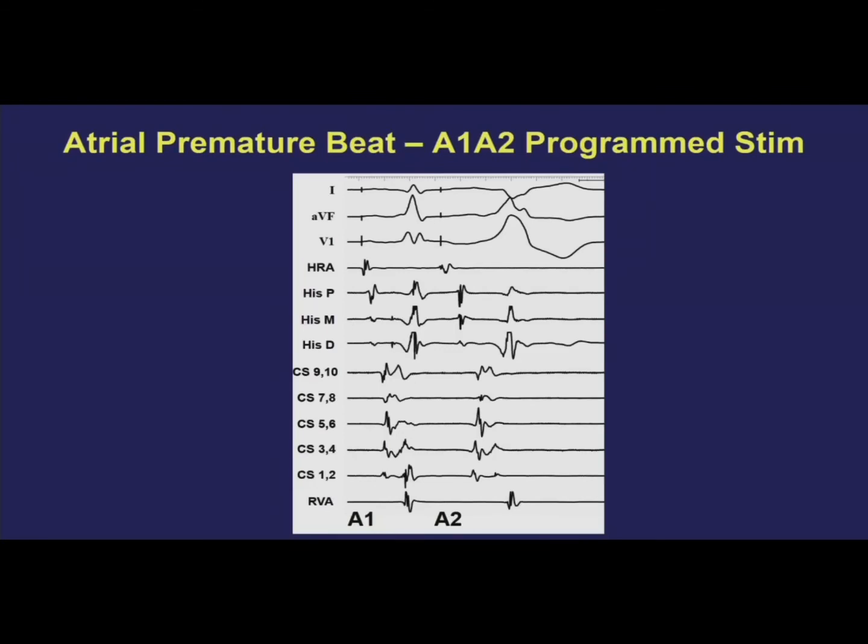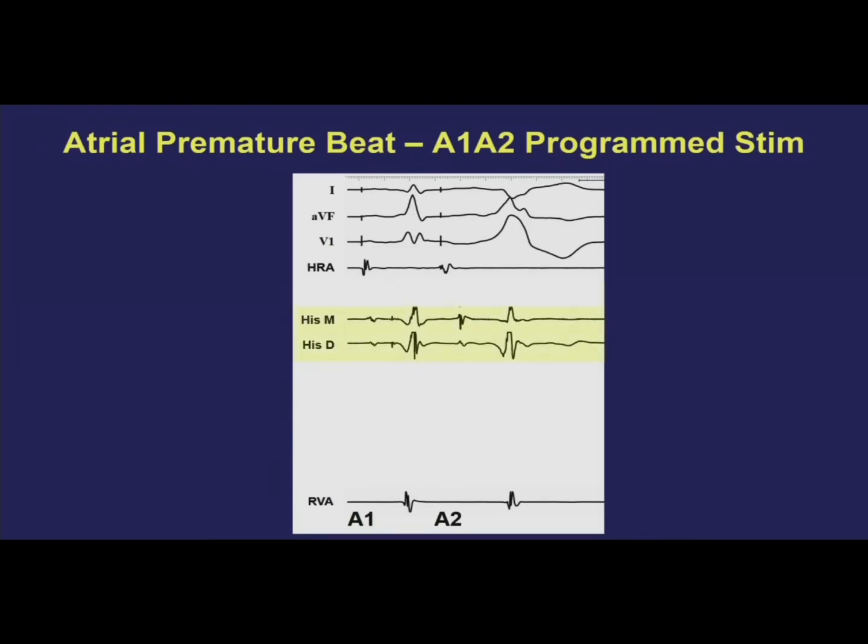I'm going to go through this maybe as a last concept. Here, I think I erased things. Let me erase things. Here is, again, a drivetrain of 8 A1s. Here's the last one. And then an A2. And here is the Hiss recording here. So my question to you is, what's happening on that second beat, the first extra stimulus?